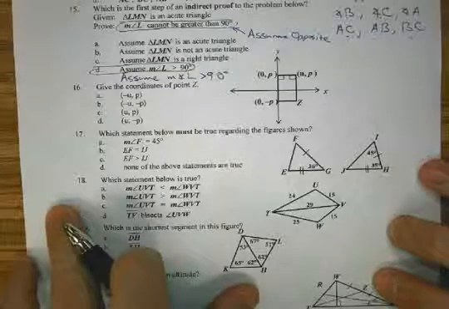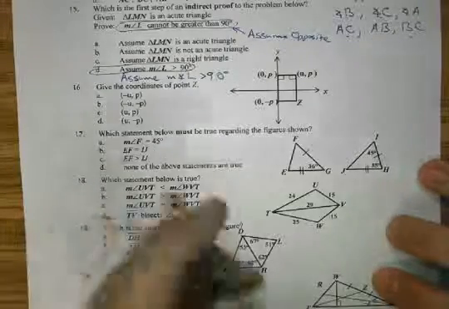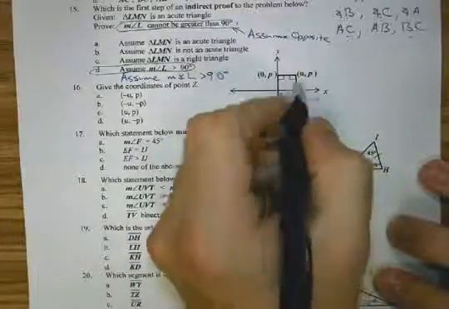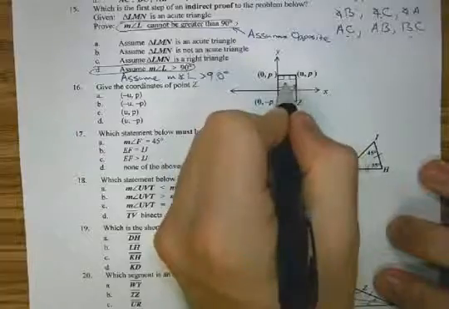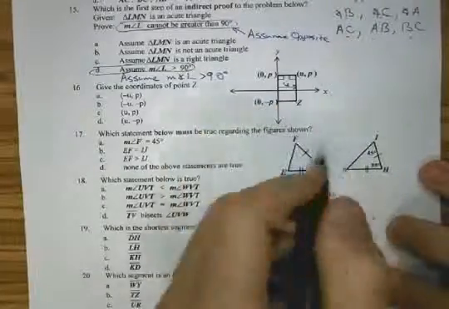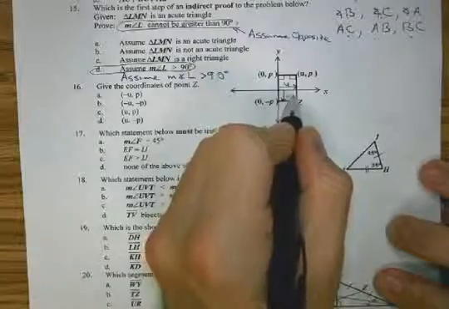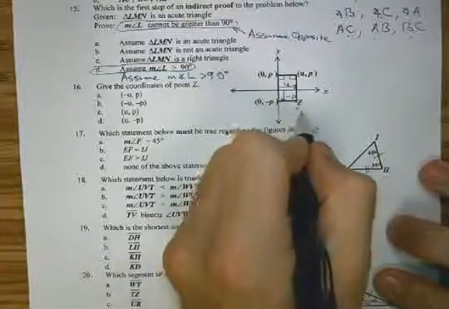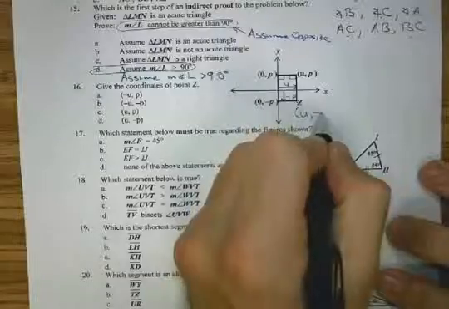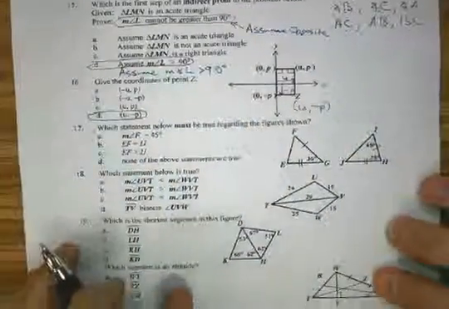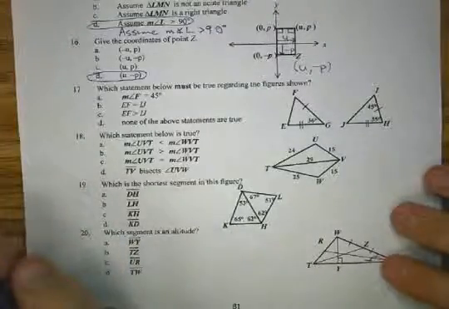For 16, we're looking at a coordinate proof. We need to find the coordinates for point Z. If I look at how I got to Z, really this line out here, I went out U units to the right, and then to get down to this line, I went down negative P units. So to get to Z, I'm going to go U to the right, negative P down, which gives you my coordinates for D.